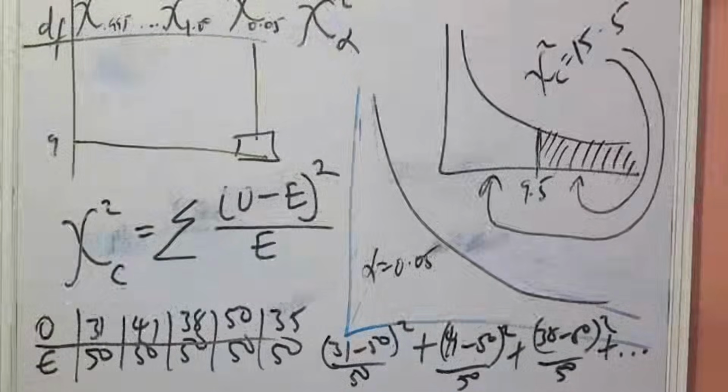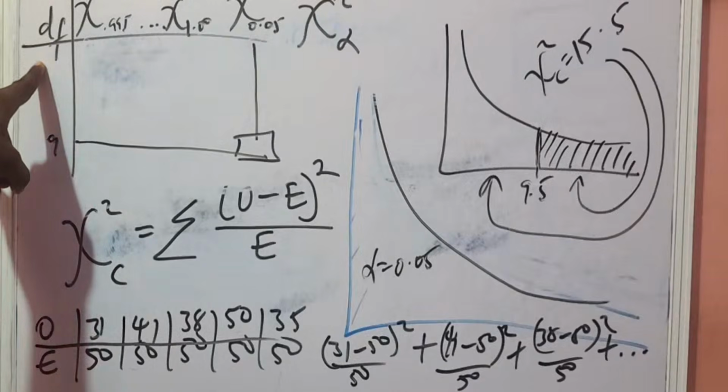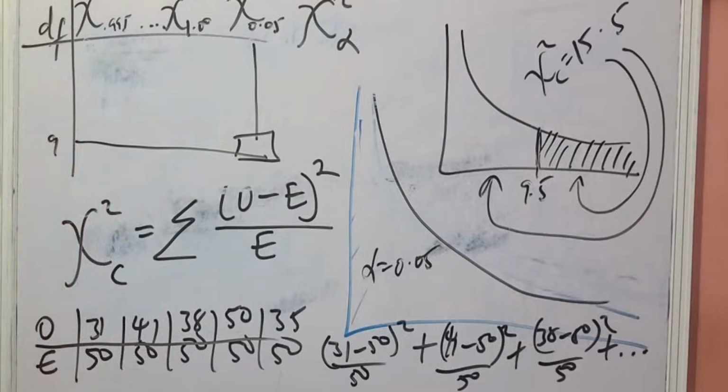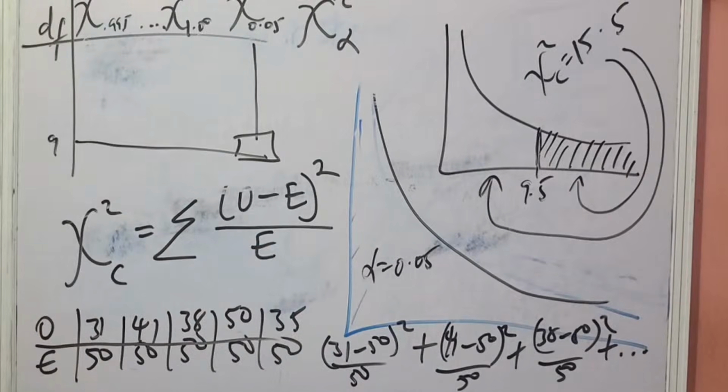Now, let me then address, how do you find your degree of freedom? Your degree of freedom comes with a very high level of simplicity. All you need to know is the number of categories of your data.